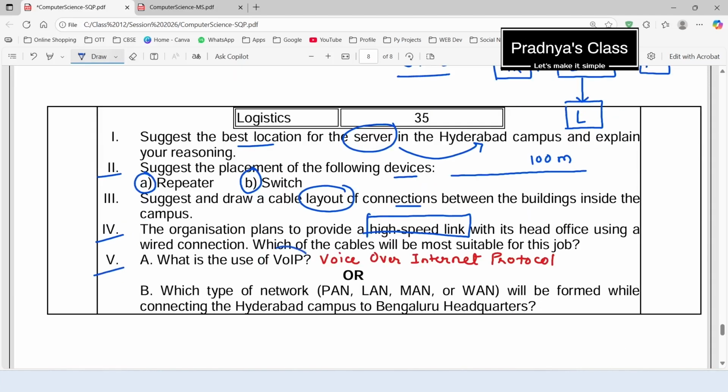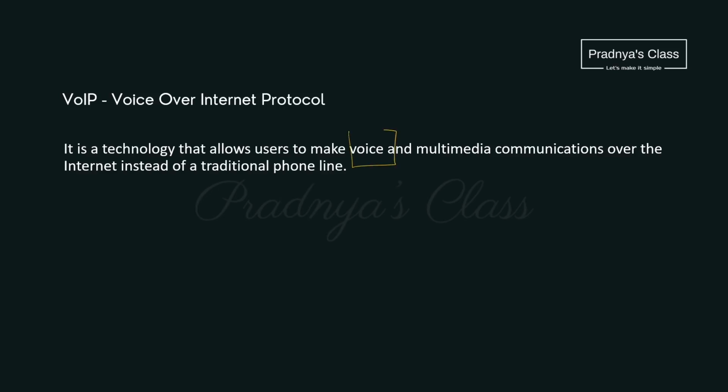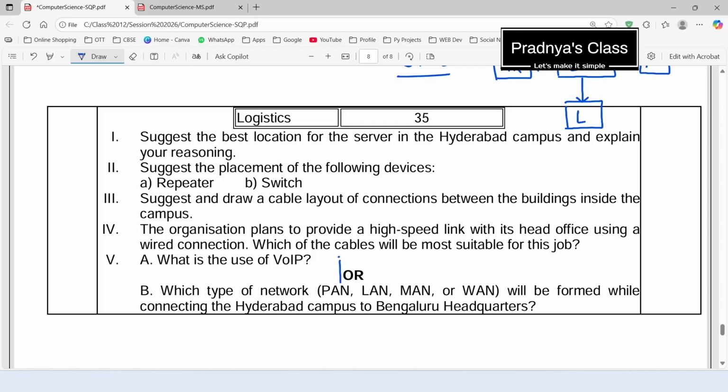What is the use of VOIP? Hope you know what is VOIP. It's voice over internet protocol. With this technology, we can do the voice communication over internet. Just like we use WhatsApp for voice call as well as for video call. Alright, here is an OR part for the same question.